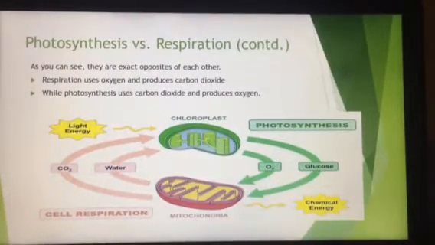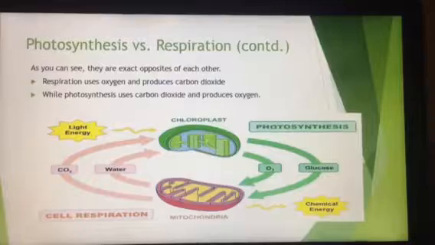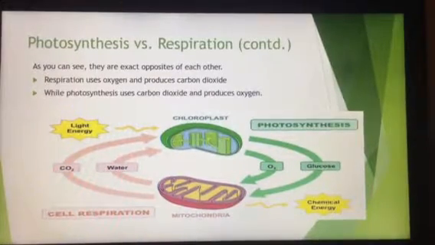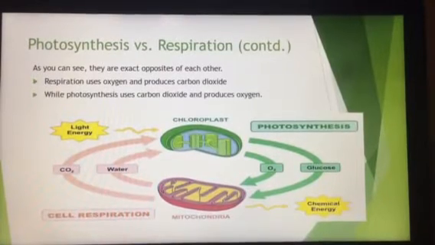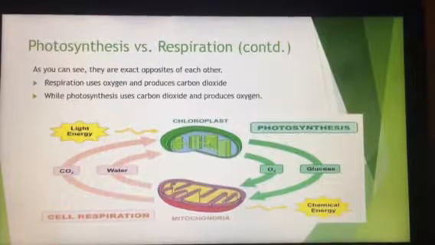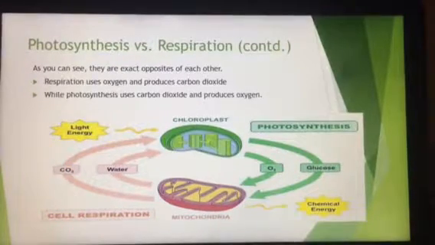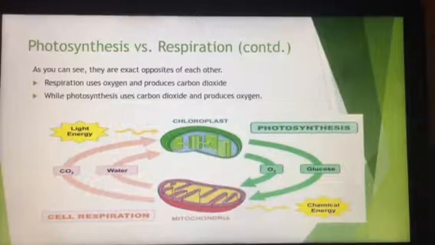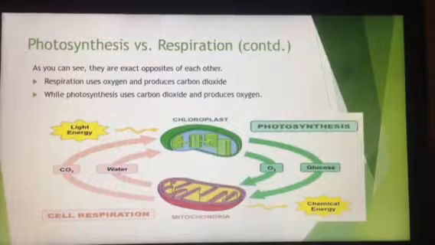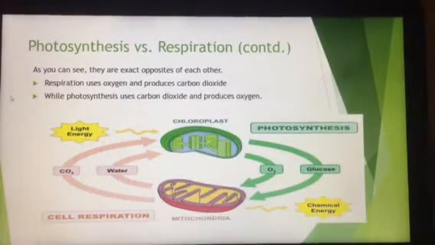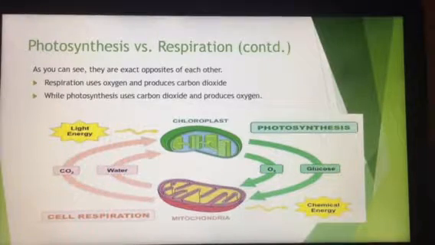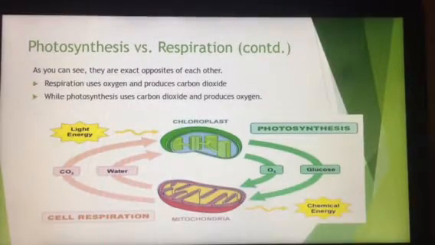This is the photosynthesis versus respiration continued. As you can see, they're exact opposites of each other. Respiration uses oxygen and produces carbon dioxide, while photosynthesis uses carbon dioxide and produces oxygen. And this is a diagram showing you the two processes.